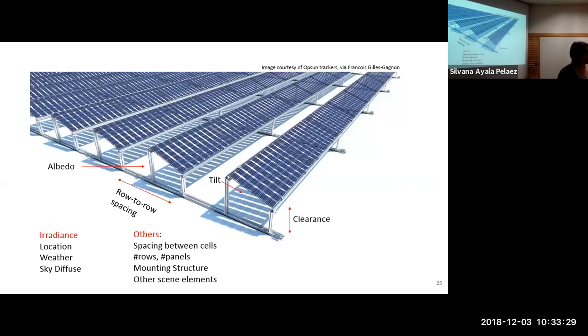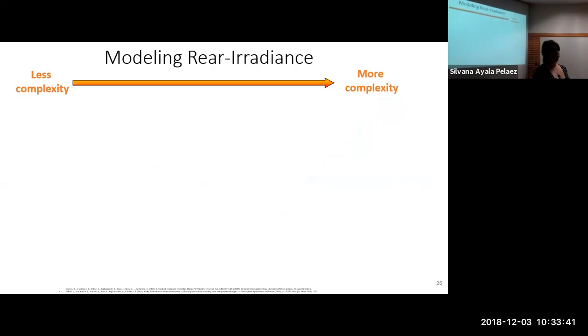Other things, the weather will obviously affect. The number of rows that you have: if you only have one panel, it's going to perform super great, right? But if you have a lot more, there's a lot more self-shading going on. So we have to model this, and we can use something very simple or something more complex, right?